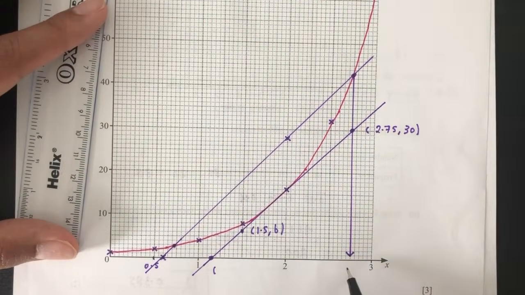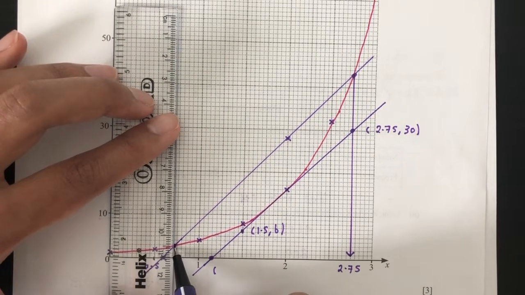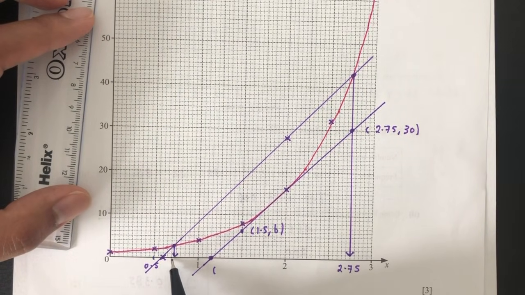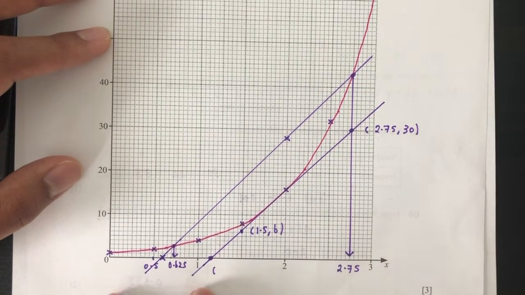This one seems to be 2.75, and this one is right in between. That'll be 0.5, 0.6, so it will be 0.625 from my graph. So it depends. You have to show your working. Your answer may be different, but you have to show how you got your answers.